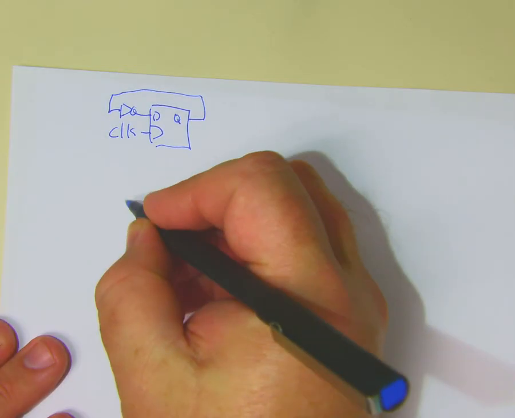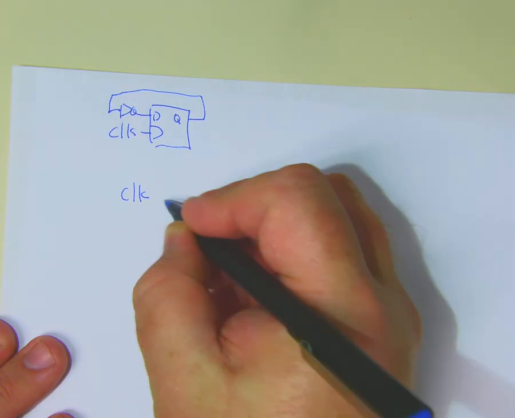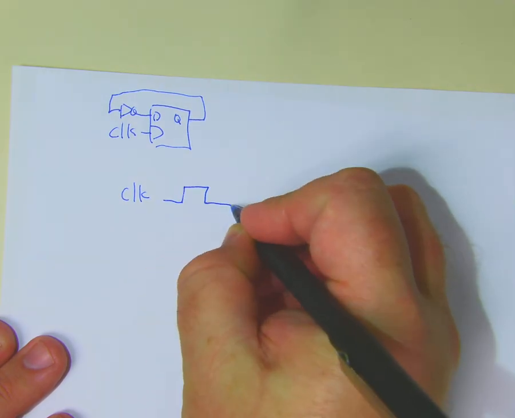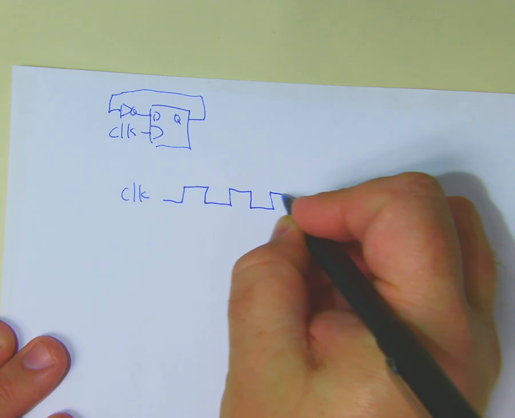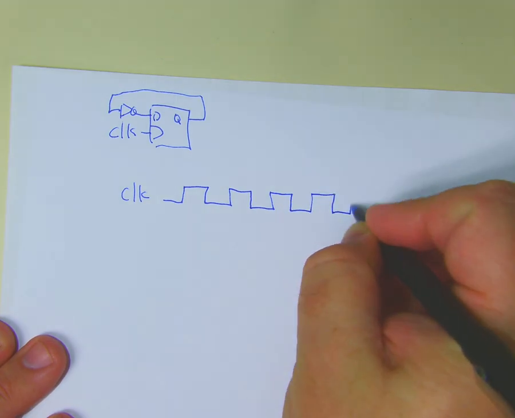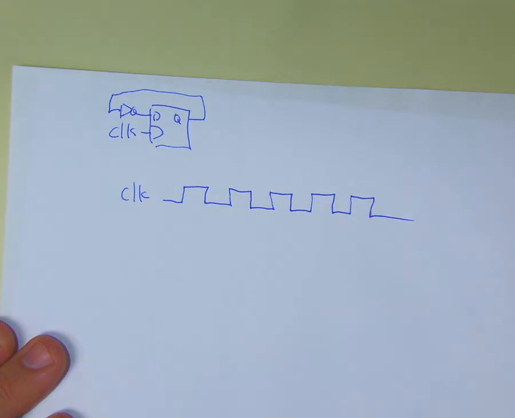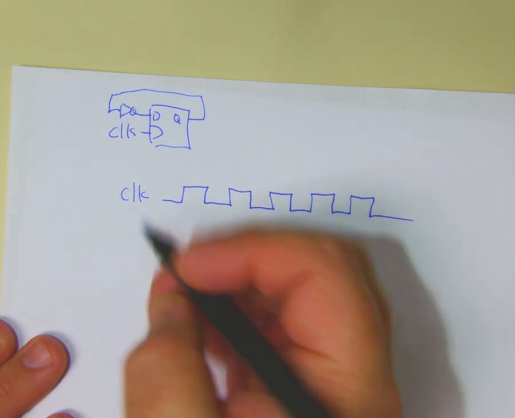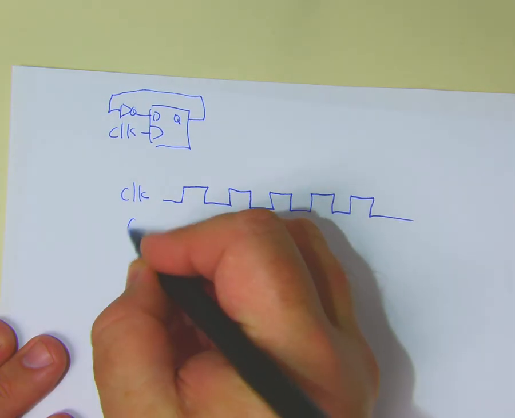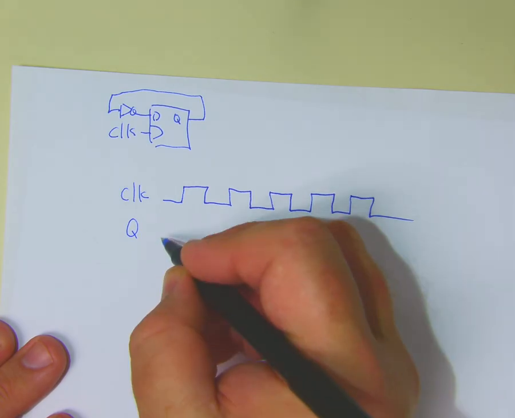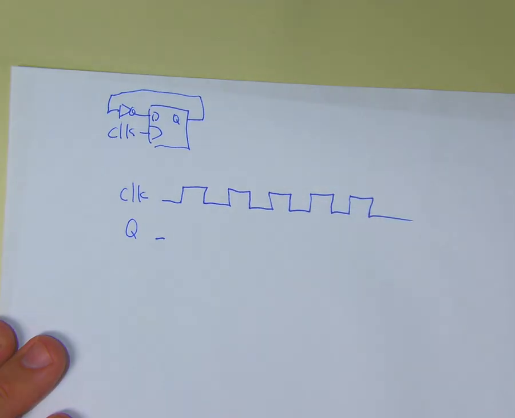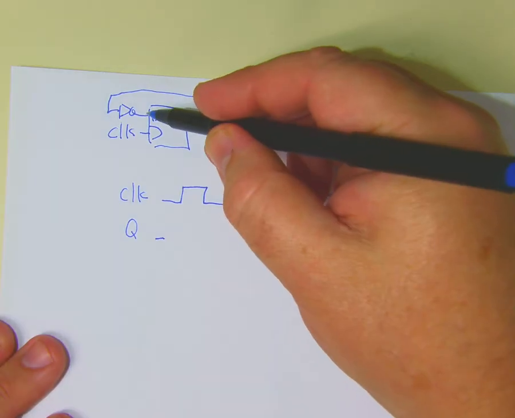So if we look at our clock signal, off it goes. So here's my clock signal. Let's assume for a sec that my Q starts out at 0. Okay. So if Q is 0, what's the value on D?